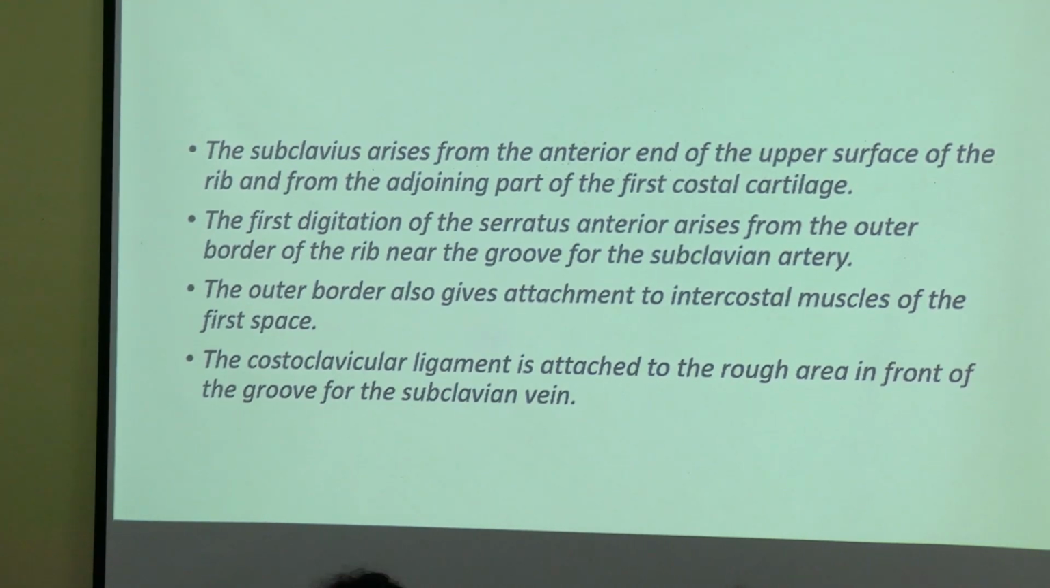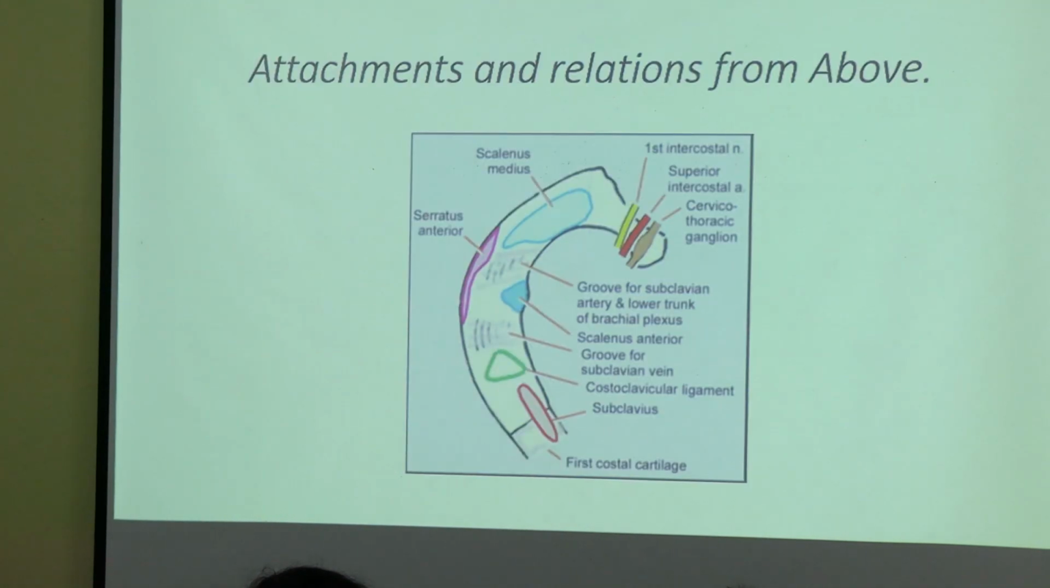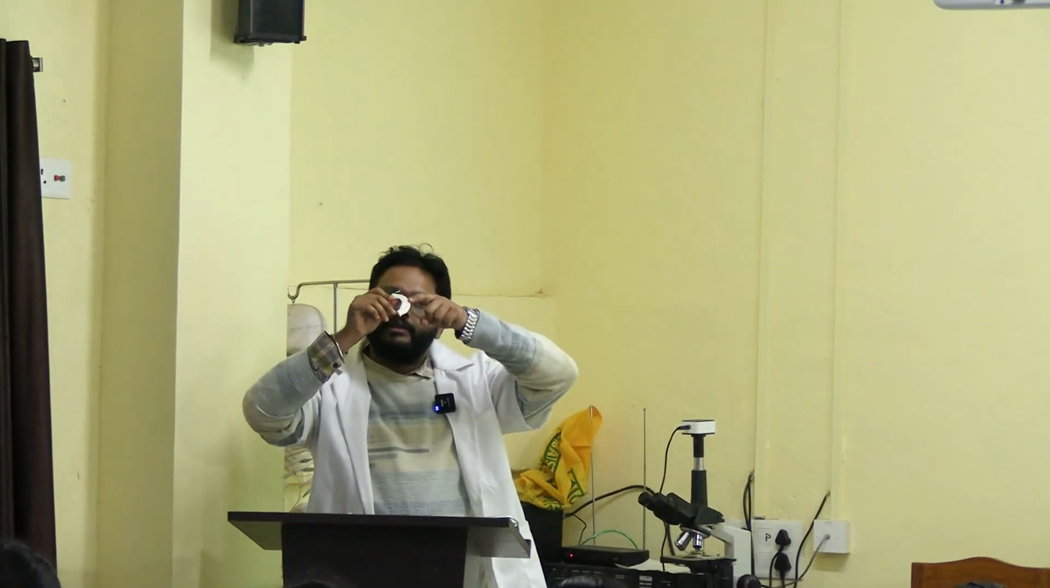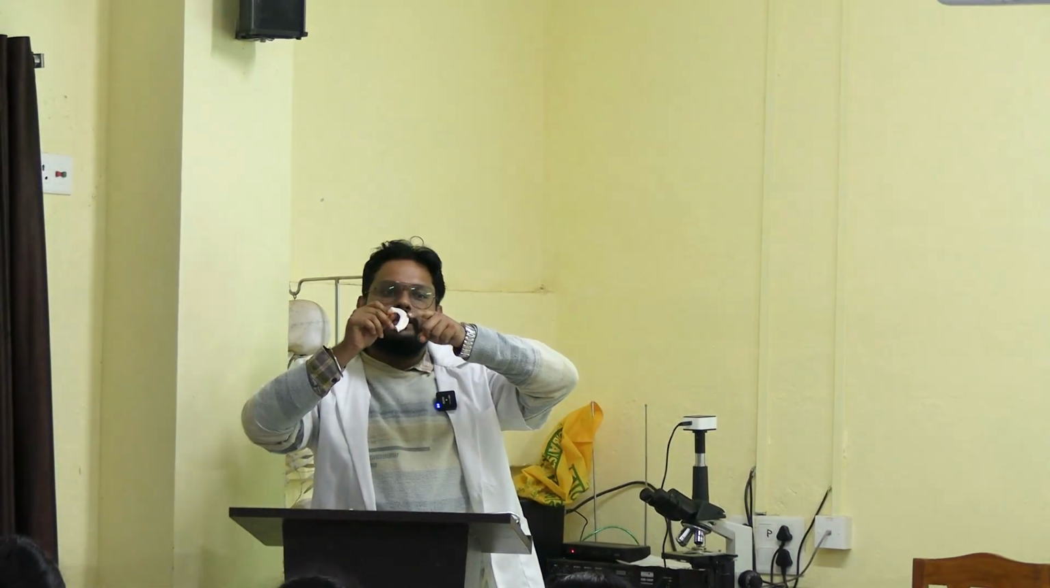Now see, the serratus anterior arises from the outer border of the rib near the groove for subclavian artery. It will be near the groove for subclavian artery. Just behind the groove for subclavian artery there was scalenus medius, and along the outer border there is serratus anterior, not scalenus. This one is serratus anterior. So if this one is the groove for subclavian artery, this is the area where the serratus anterior muscle is attached.